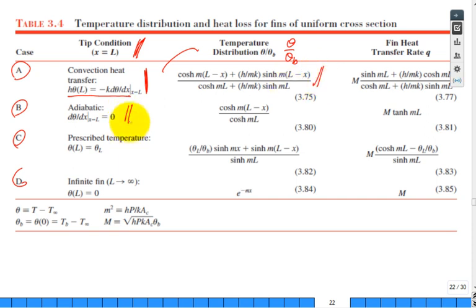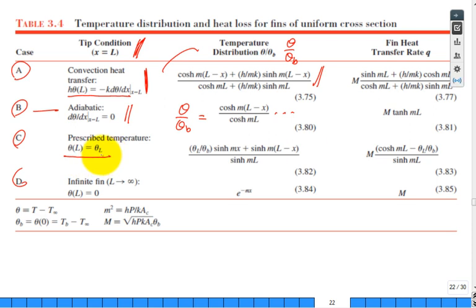Case B is adiabatic. That's the one we just solved for, isn't it? Here, theta over theta B is cosh, blah, blah, blah. Actually, they simplified it even more. They worked a little more on our analytic solution and simplified it than what I did. But what we did was sufficient. Okay, and then if you have the prescribed temperature, it's rare, but that would be another boundary condition.